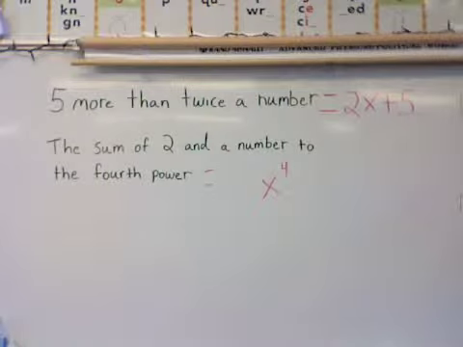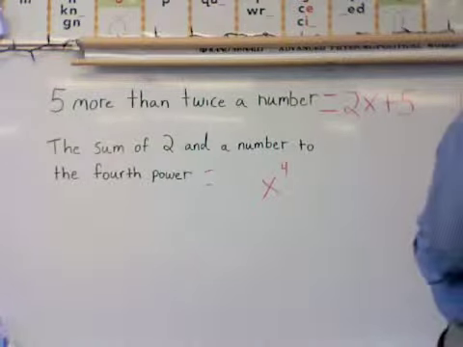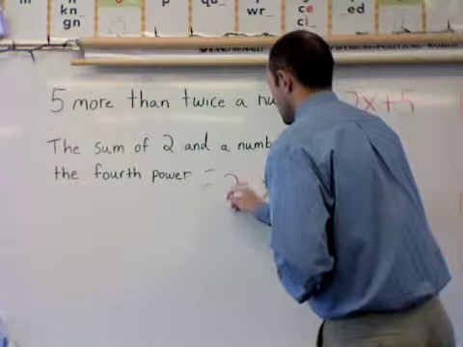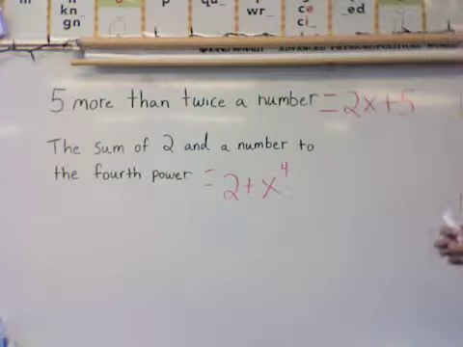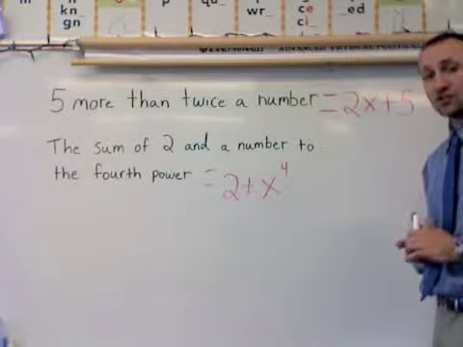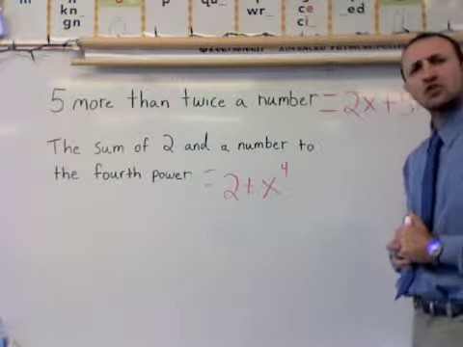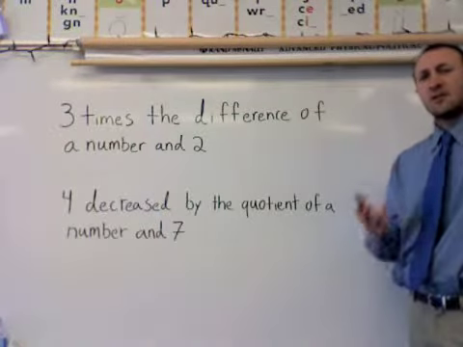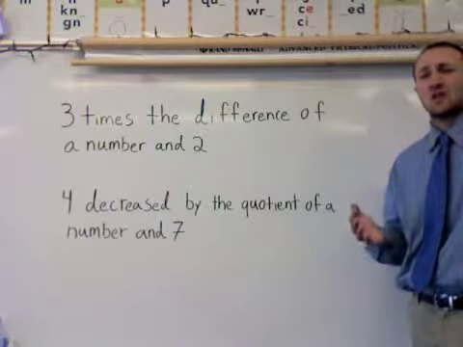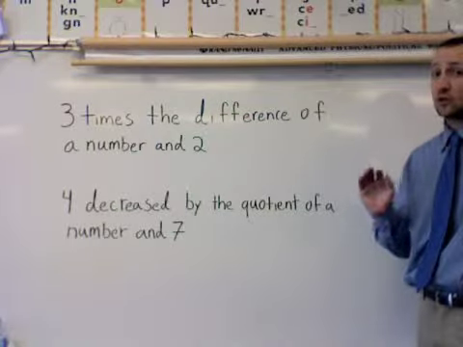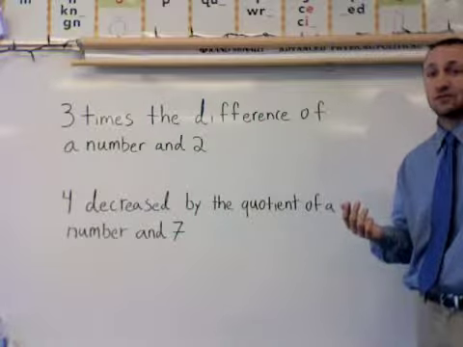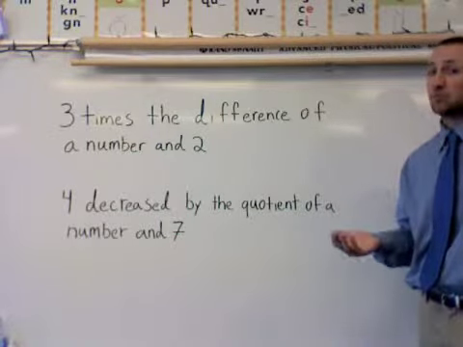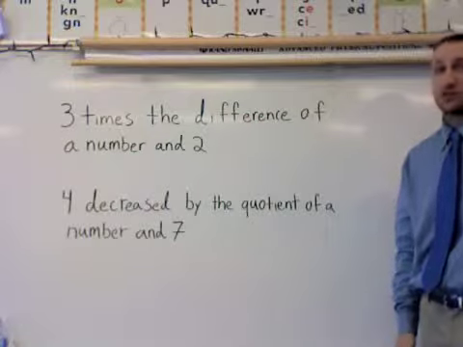So now it says the sum of 2 and a number to the 4th power. So 2, and since it's the sum, I do addition, it ends up being 2 plus x to the 4th power. Now let's look at 2 more. Now my next 2 problems, I'm going to do the same thing as I did in the first 2 problems. I want to look for those key words, such as quotient, product, difference, sum, times, multiply, anything that's going to help me write my expression.